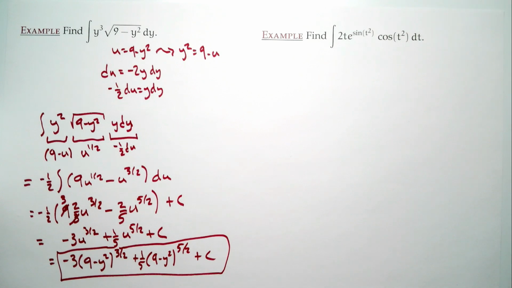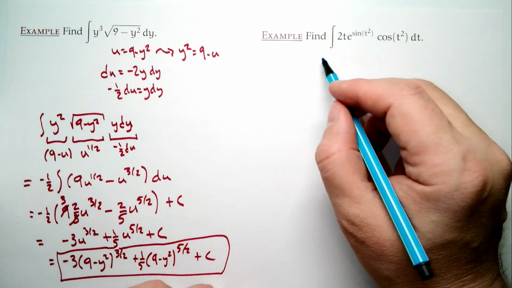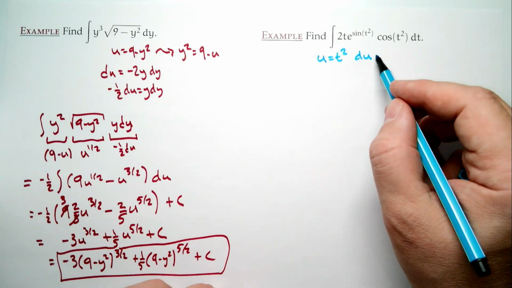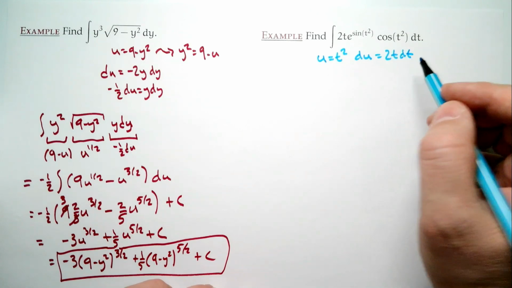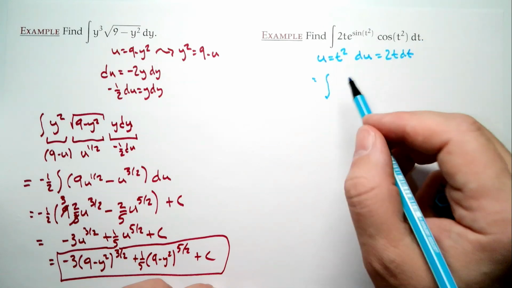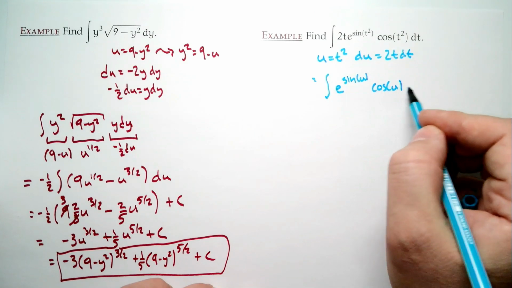Find the integral of 2t e to the power sine of t squared times cosine of t squared dt. So let's go ahead and do this slowly. Let's start by just saying, I see this 2t, I see a bunch of t squareds on the inside. We can set u equal t squared. What would du become? 2t dt. So the 2t dt becomes du. Then we have e to the sine of u times cosine of u du.